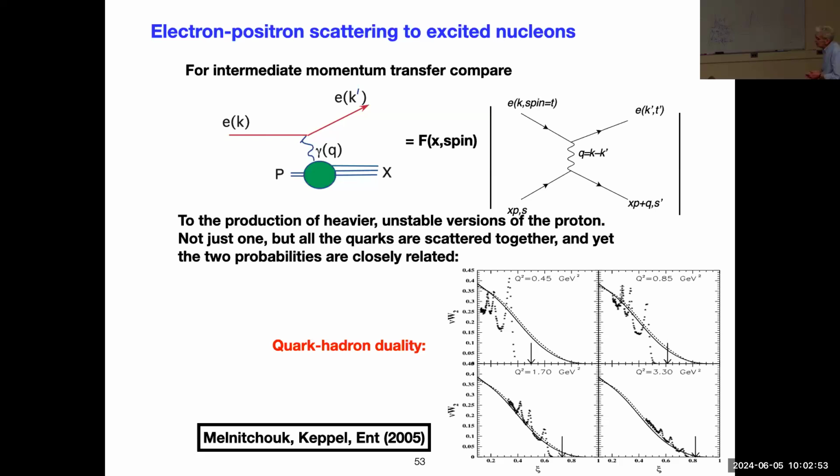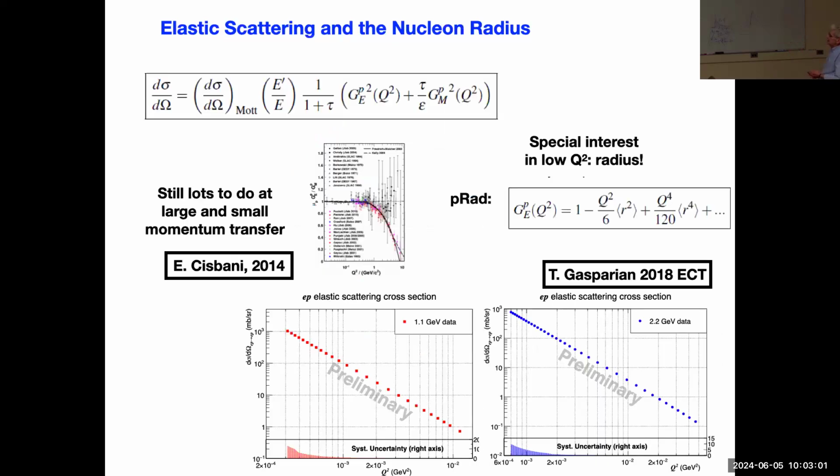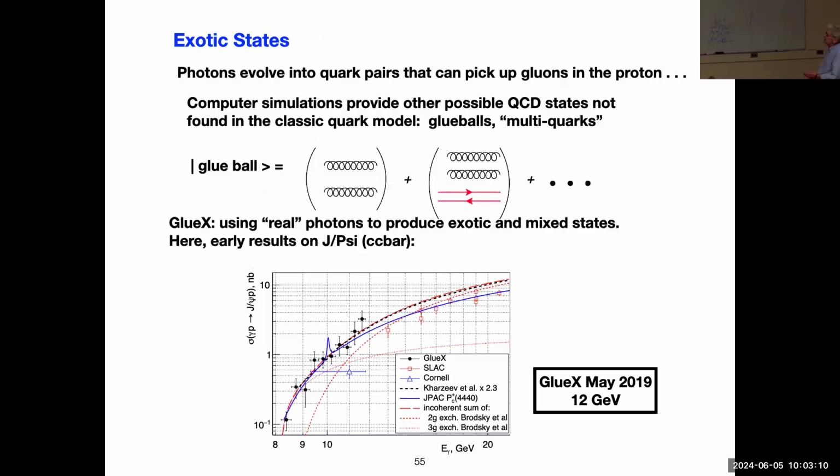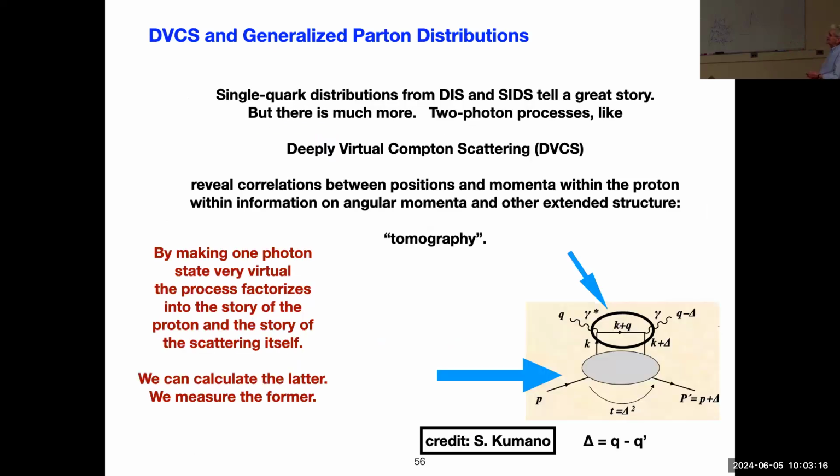Well, this is a relatively recent review, but really a lot more has been done from the experimental point of view. Then there's the nuclear radius. Maybe somebody will talk about it, but this hopefully will be settled by the time the EIC is built. Exotic states, glueballs, people study that, as you know.